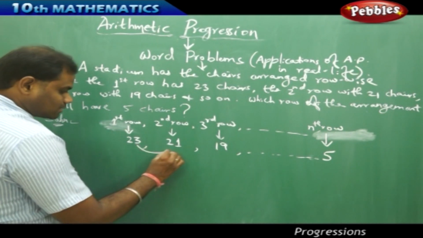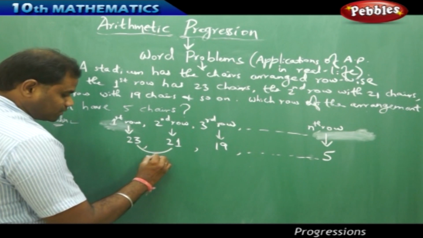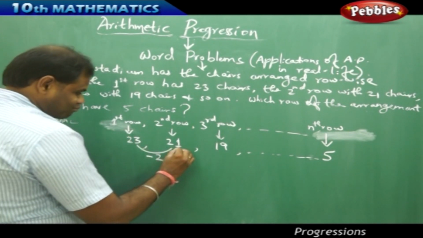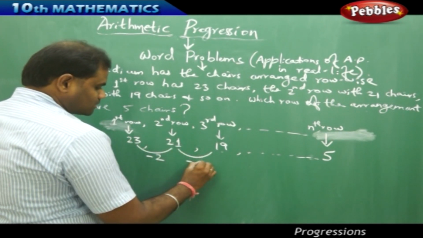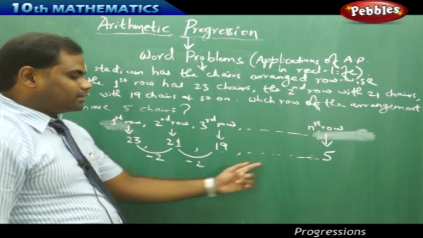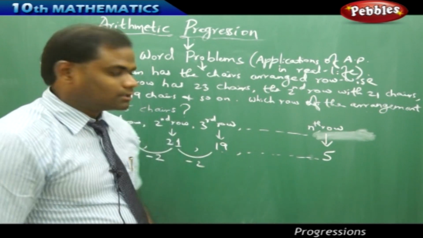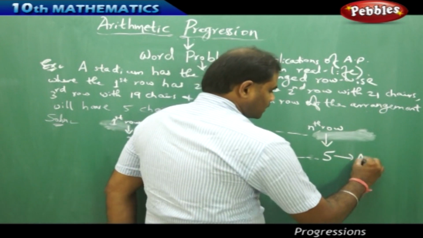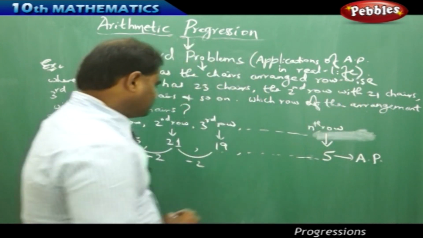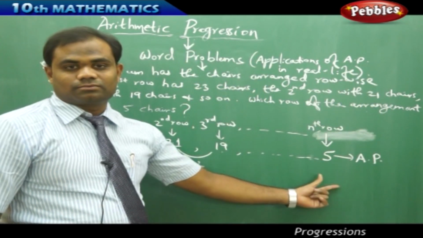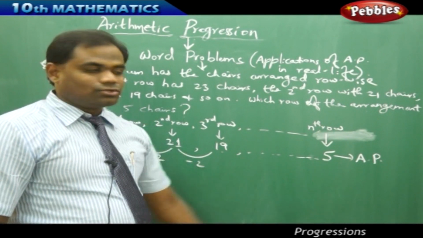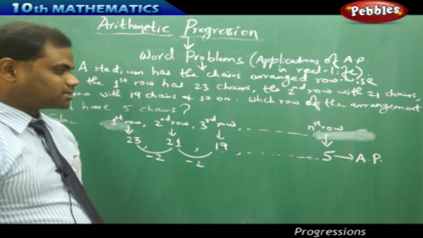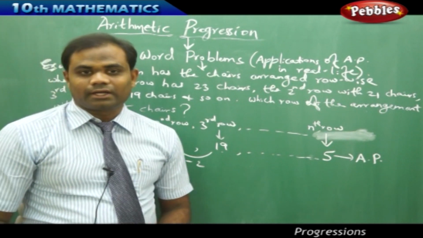I clearly see that the common difference of 21 and 23 is -2, and the common difference of this minus this is -2, and everywhere it is the same. Therefore, this is an arithmetic progression with the common difference -2 fixed. So using the arithmetic progression concept, we will find the value of n.